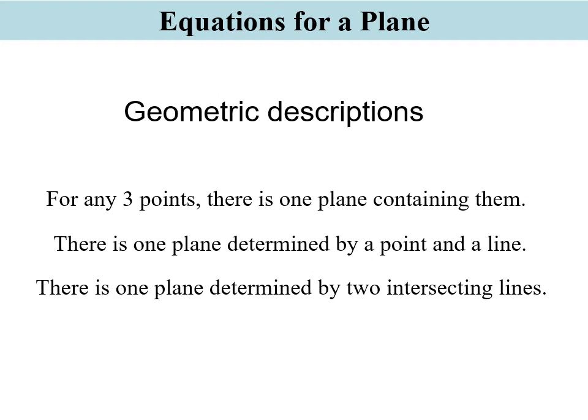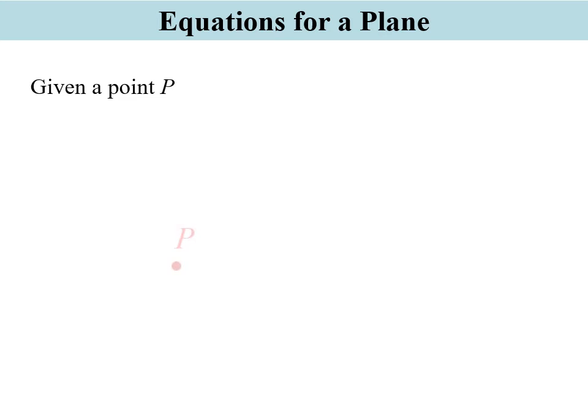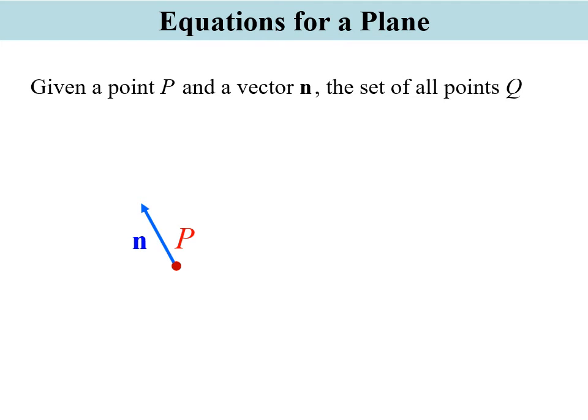Here are some interesting observations concerning a plane in 3 dimensions. Now, for the equation of a plane, we're going to start with a point in space. I've labeled this one P. We're going to have a vector coming from P, and then we're going to have the set of all points Q, where the vector from P to Q is perpendicular to the vector N, the one that we were just given to start with. And so the vector N and the point P are what determines the plane.